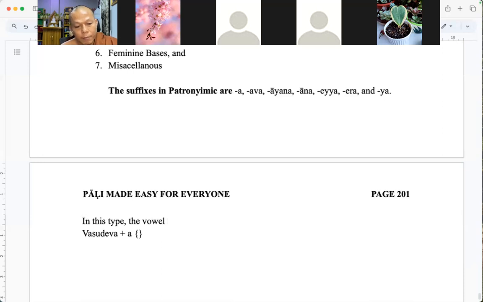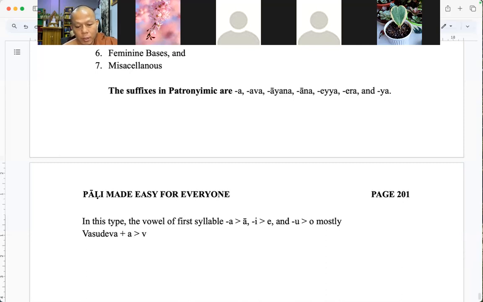So the vowel of the first syllable may change: a changes to ā, e changes to ai, and u changes to o. So mostly, but some exceptions can also be seen there. Now here, Vasudeva, the first a is changed to ā.